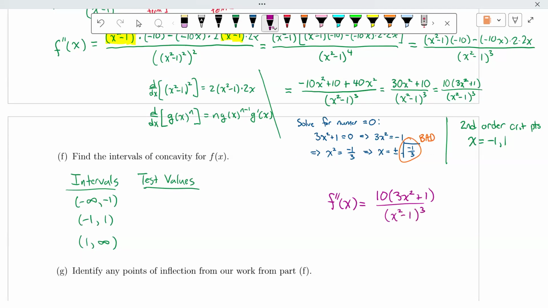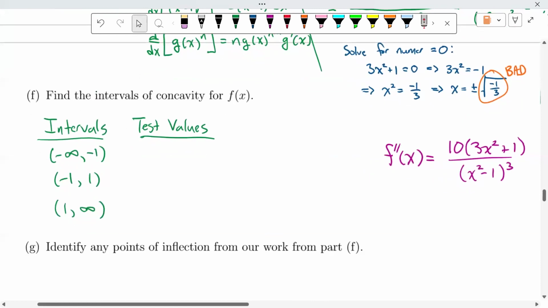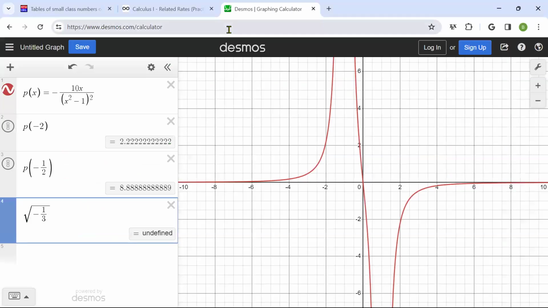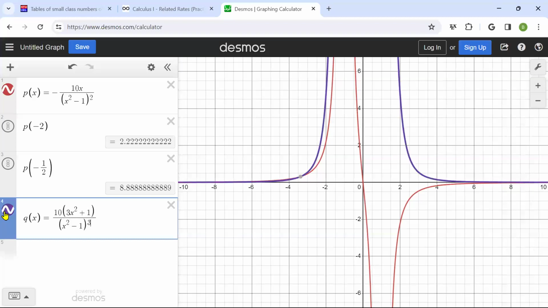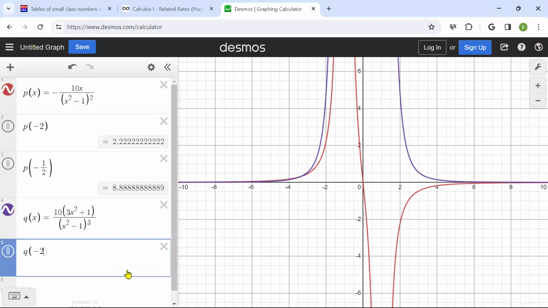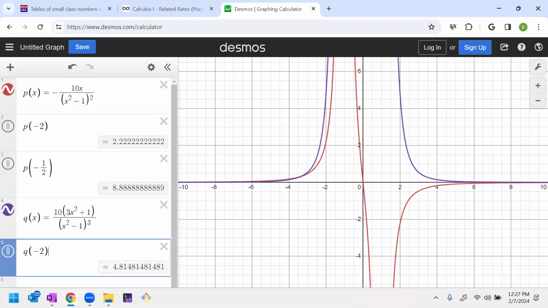Well, look at that, huh? All right, what's a good test value? -2. Can I actually compute that in my head? I'm not even going to try. Okay, let's just enter it in on Desmos. All right, I'll get rid of this undefined thing. Q of x is equal to, what was it? It was 10, 3x squared plus 1, all of that over x squared minus 1 cubed, I think. Yeah, that was it. And so I'll do Q of -2. I get 4.81.